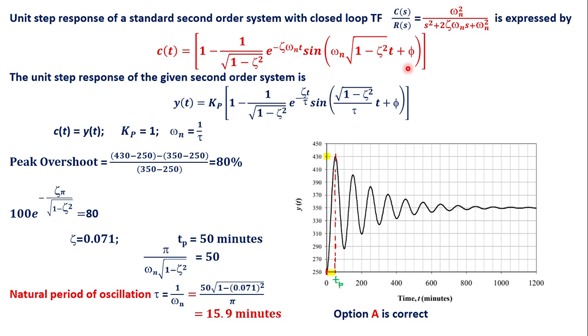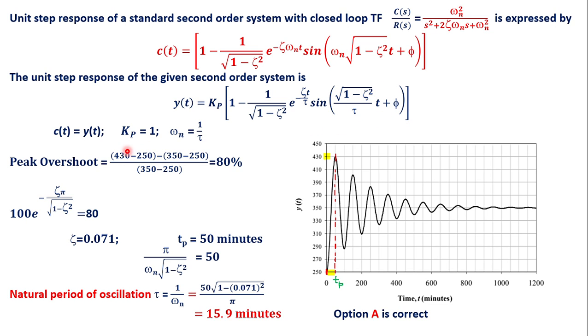This we have seen in video number 6 in our control system lecture series, that is time response of second order system. If we compare these two, we can see y of t is playing the role of c of t. Here there is no 1, here it is kp, that's all, same thing. And instead of omega n they have given 1 by tau, that's all. Sine of, here again omega n they have given 1 by tau, that's all.